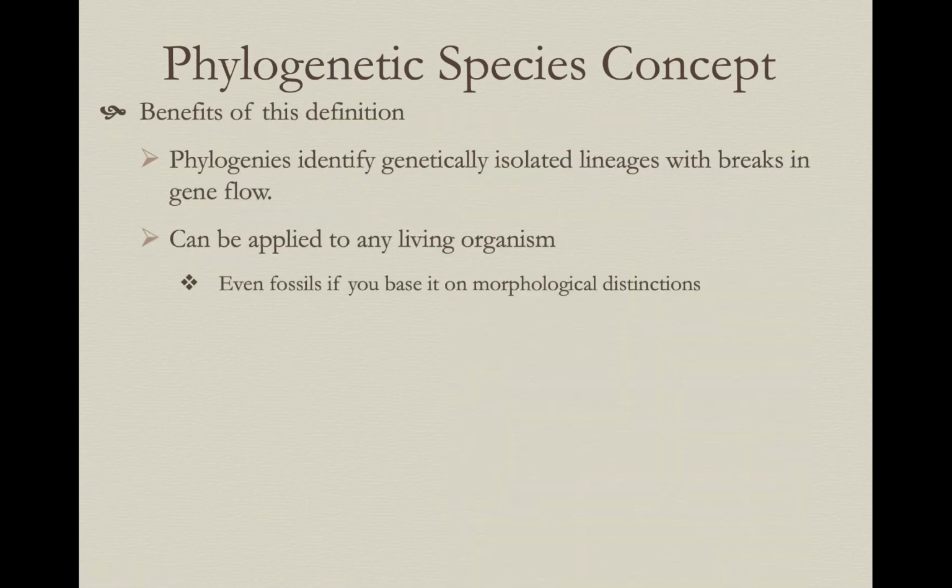So the benefits of this definition is the phylogenies allow us to objectively identify which lineages are genetically isolated. So where gene flow has been broken in the past from formerly interbreeding populations to the formation of new species. And it can be applied to any living organism. You might even be able to say that it could be applied to fossils if you use the morphological distinctions between fossils and you use them to create a phylogeny. So it's kind of a combination of the morphospecies and phylogenetic species concept.